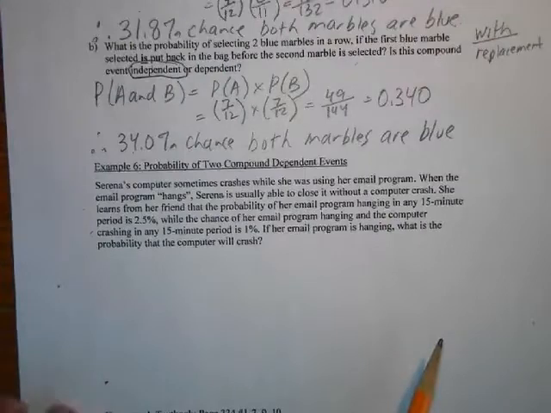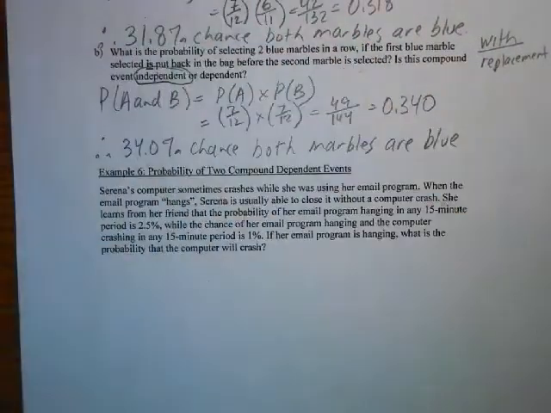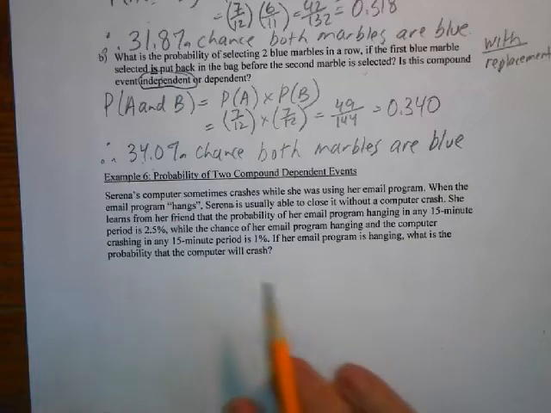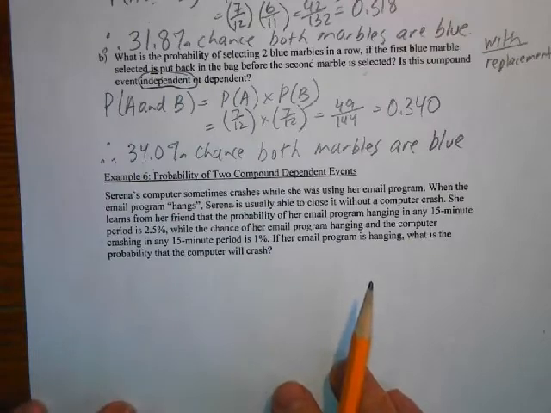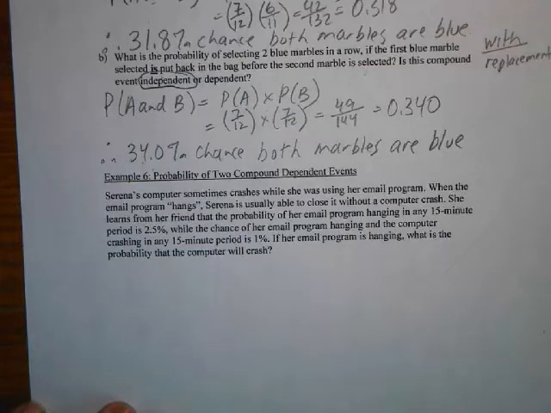Okay, last example here. This one's a little bit complicated, but let's go through it together. Serena's computer sometimes crashes when she is using her email program. When the email program hangs, Serena is usually able to close it without a computer crash. She learns from her friend that the probability of her email program hanging in any 15-minute period is 2.5%, while the chance of her email program hanging and the computer crashing in any 15-minute period is 1%. The question is, if her email program is hanging, what's the probability that the computer will crash?